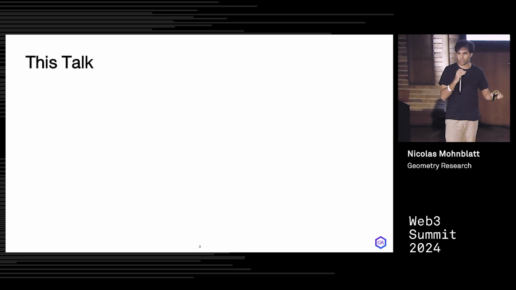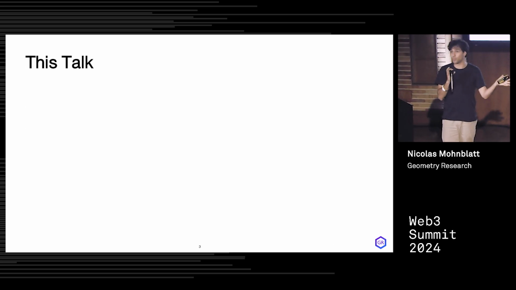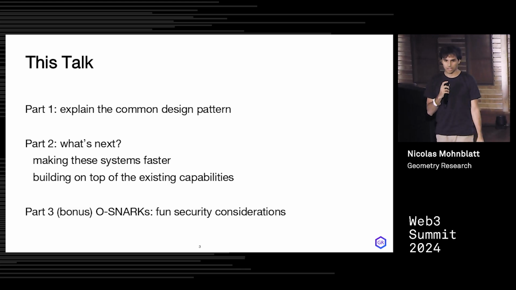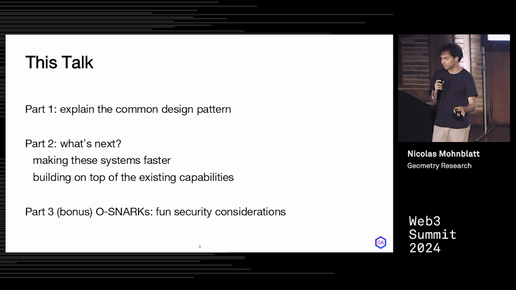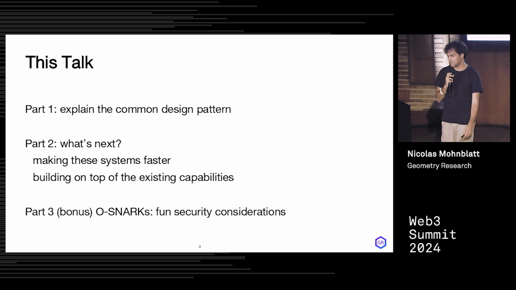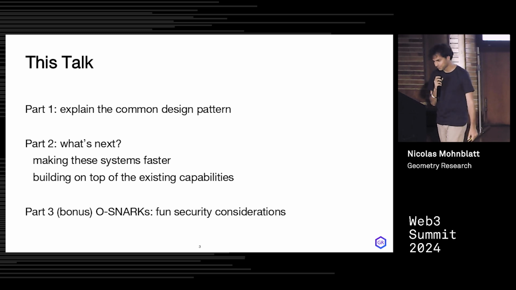So this is the plan for the talk. Part one, we're going to look at what is this common design pattern and what's sort of the ZKP that we're all doing. And then the question is, how do we move on from here? Like, what else can we do? And then if we have time, I have a fun little technical thing that we can look at, OSNARKs. It's a bit in the weeds, but hopefully some people here will understand what this is about.